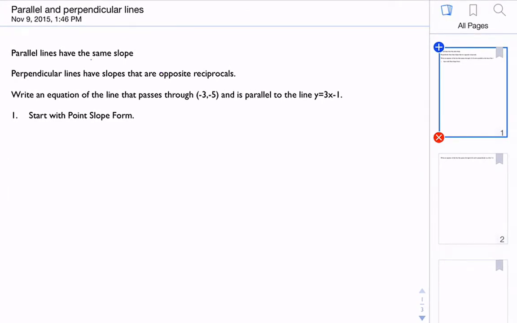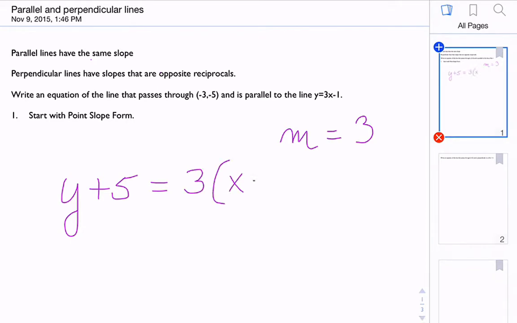Write the equation of a line that passes through negative 3, negative 5, and is parallel to this given line, y equals 3x minus 1. Well, I know that the slope of the given line is 3. So the new line, to be parallel, must have the same slope, 3. I like to use the point slope form. So I'll start with y minus a negative 5, which is y plus 5, equals 3 times x minus a negative 3, which is x plus 3.